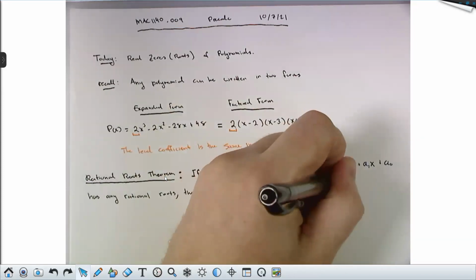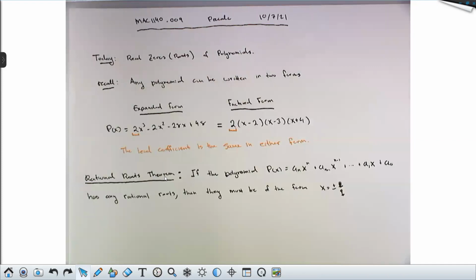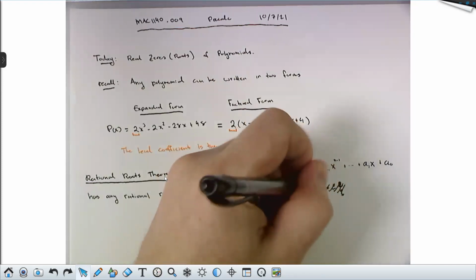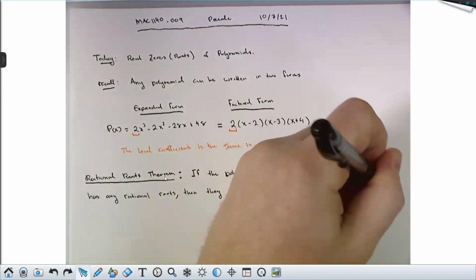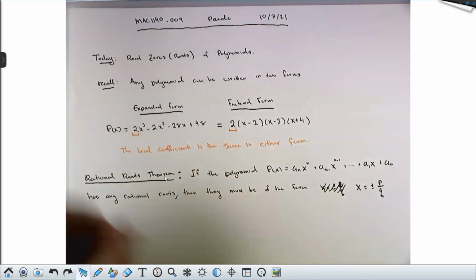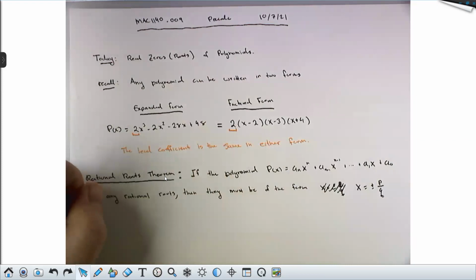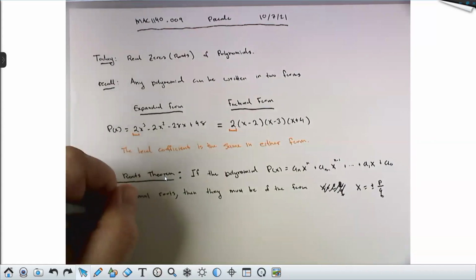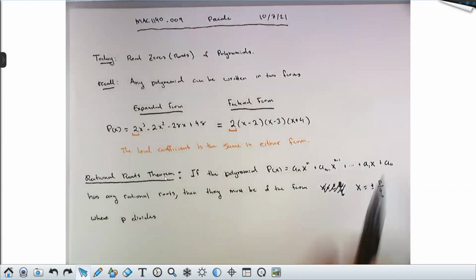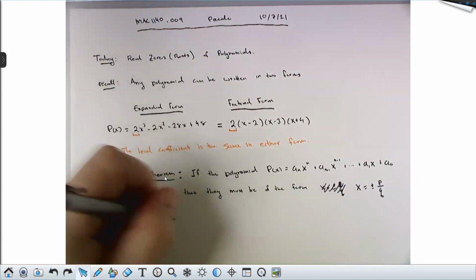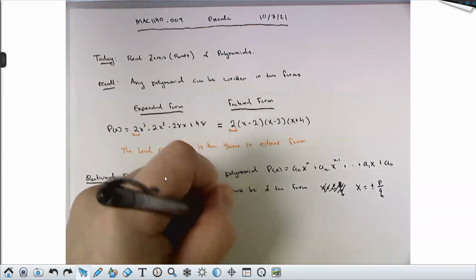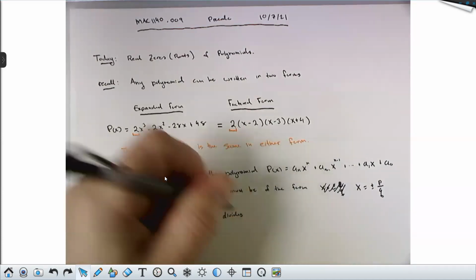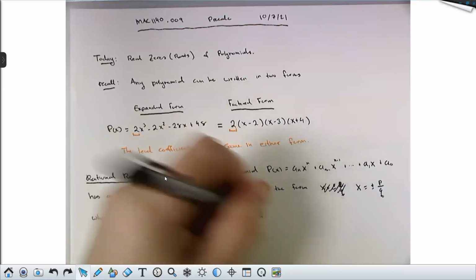Sorry, you can't see that. This is a p. X equals plus or minus p over q, where p divides the constant term a_0 and q divides the lead coefficient a_n.